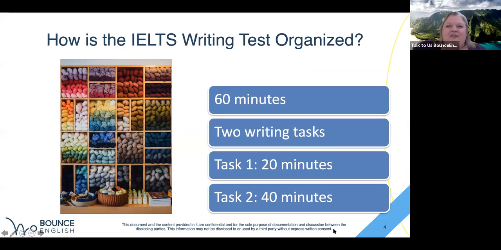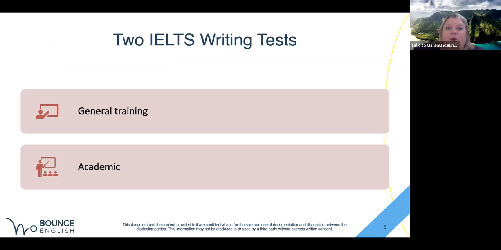So, first, just a review as to how the IELTS writing test is organized. The test is 60 minutes, and there are 2 writing tasks. Task 1 is 20 minutes long, and then task 2, which is going to be our main focus today, is 40 minutes. So let's look at what those tests are. First of all, it depends on what IELTS test you're taking. There is a general training IELTS test, and there's also an academic writing test. So that kind of depends.